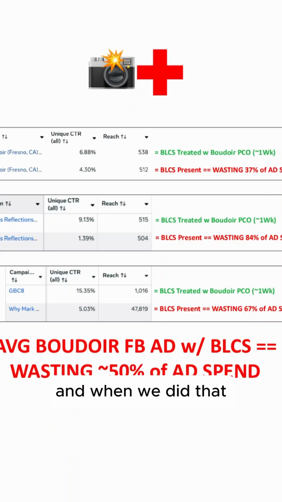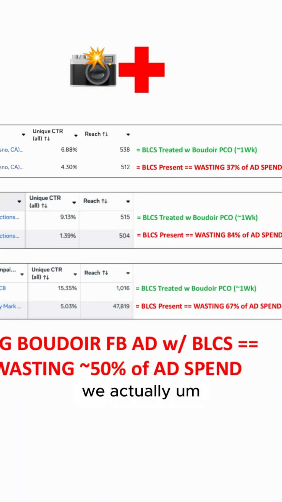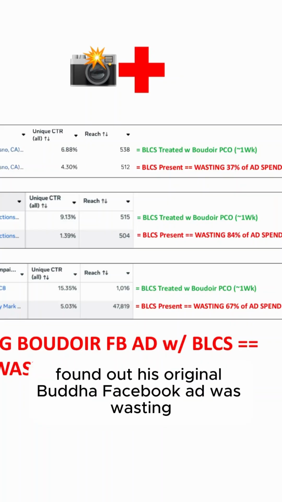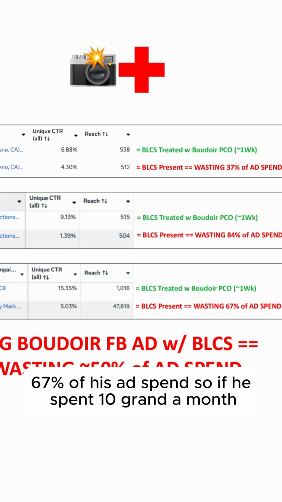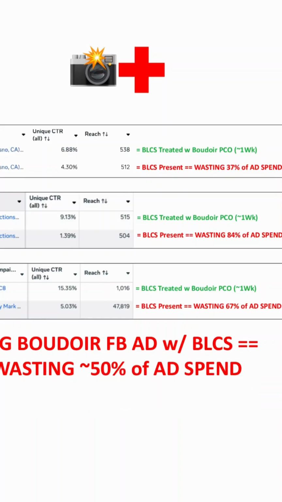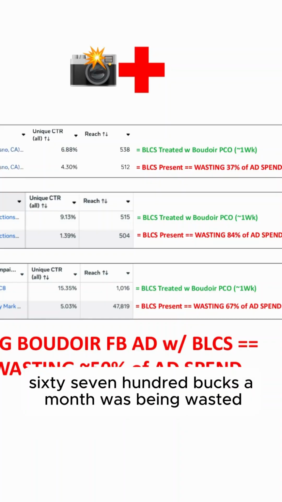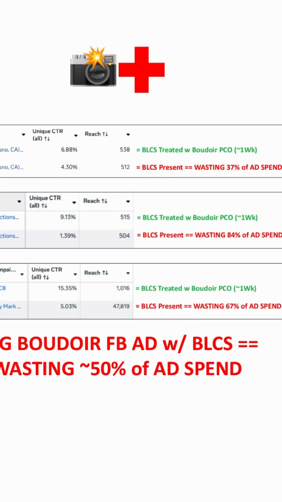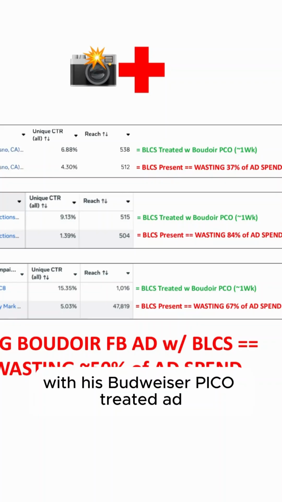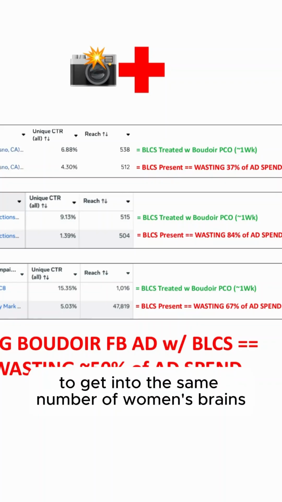And when we did that, we actually found out his original Boudoir Facebook ad was wasting 67% of his ad spend. So if he's spending 10 grand a month, 6,700 bucks a month was being wasted. So now he only needs to spend 3,300 bucks a month with his Boudoir Pico treated ad to get it into the same number of women's brains.